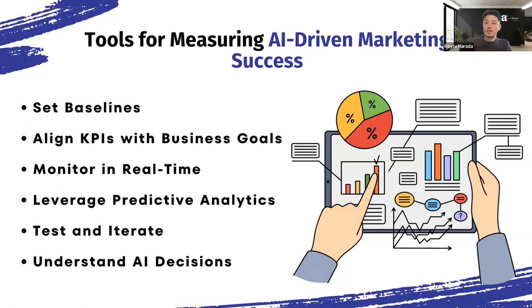And by comparing this new performance data against these baselines, we can really quantify our advancements and identify areas of improvement and success. So to ensure that our progress is in step with our goals, we align our KPIs directly with our overarching business goals. This alignment guarantees that our achievements in AI are not just statistical, but also strategic. But also remember that the landscape of AI and marketing is ever and quickly evolving.